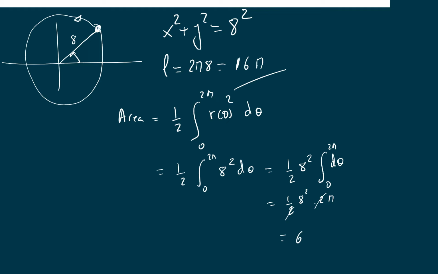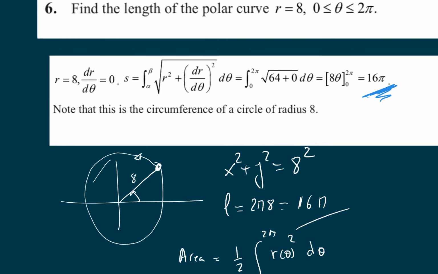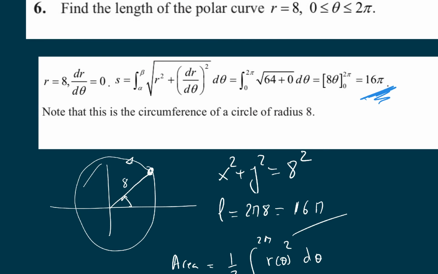So what is happening here? Why am I not having the correct result? Because the area of the circle is pi r squared, so it's pi times 8 squared, 64 pi. So the area is correct. What it's asking me for is not the area. It's asking me for the length. The length is 16 pi.